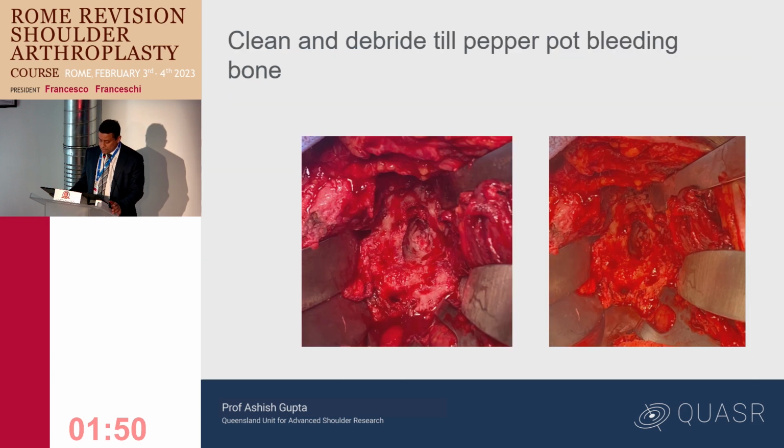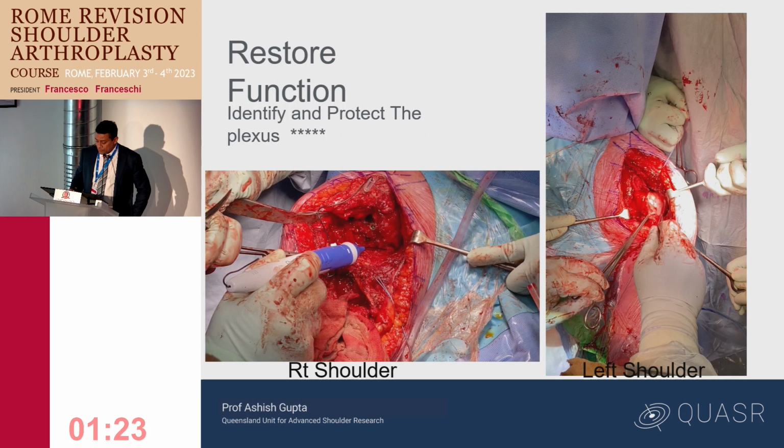I'll come back to the last slide. So for me, it needs to be clean and you need to debride it till there's pepper pot bleeding. I was trained during my training by one of the surgeons who does a lot of osteomyelitis work, and he told me that when you're debriding an infection, you don't think about reconstruction, you just got to get all the gunk out. So I use a high-speed burr, and I keep burring the glenoid till I get pepper pot bleeding, and in the humerus, I just keep excising till it's absolutely clean.